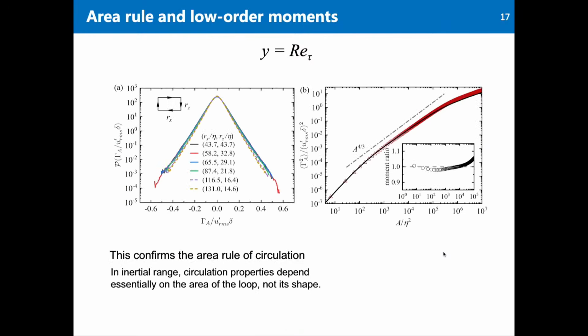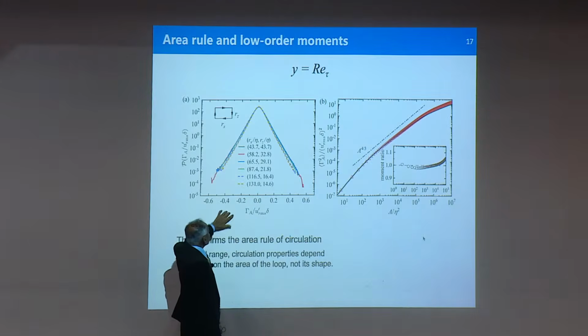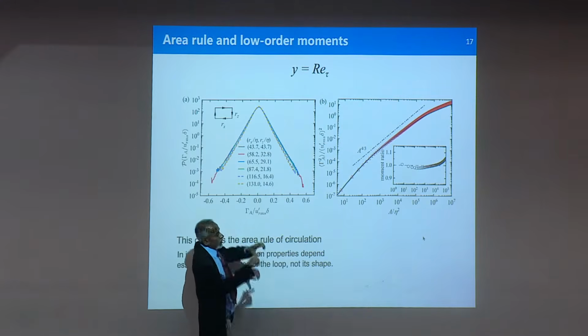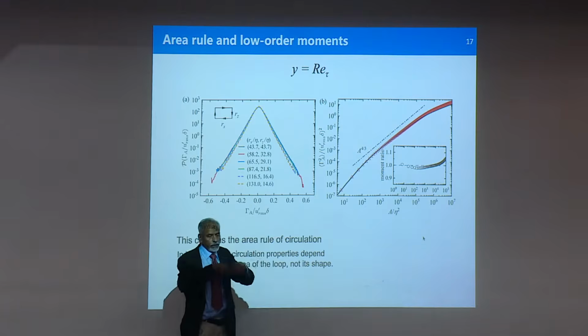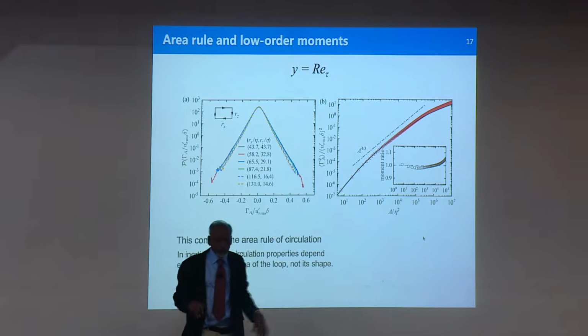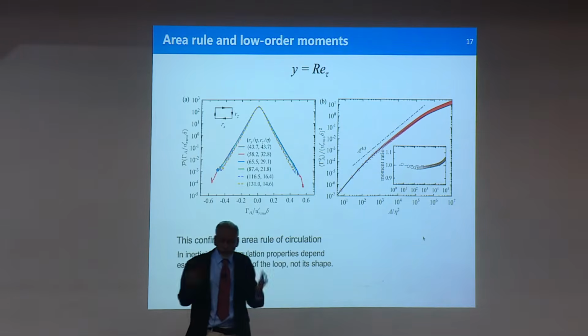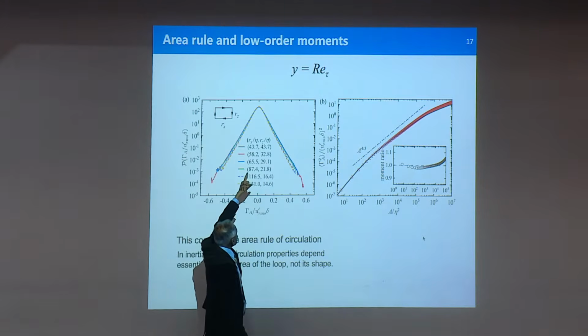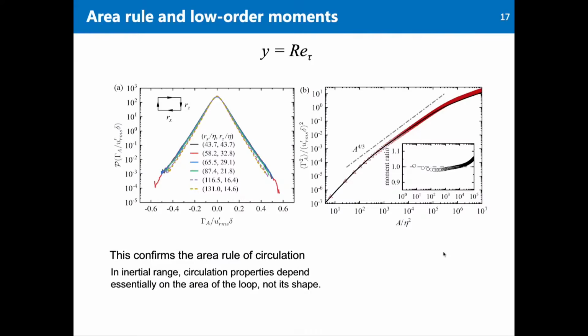So now I measure again the probability density of circulation against circulation here. And what we find is that these are all different lengths for the rectangle. I want to first find out whether the area rule works here also. So this is 43.7 by 43.7, in some units, just a square.